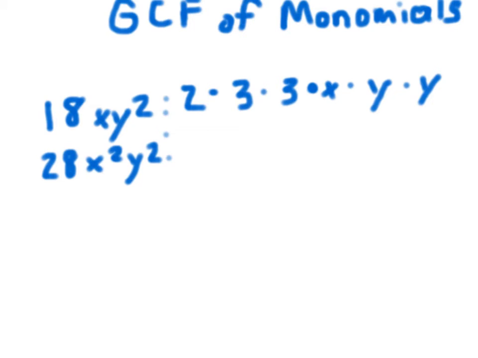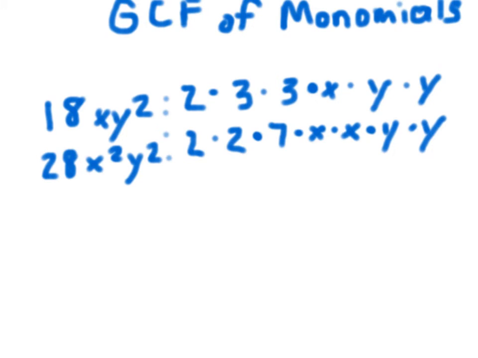Well, let's do the same thing with 28. Let's say 4 times 7. So let's factor that out. I can break 4 down into 2 times 2 times 7. That equals 28. And then it's x squared. That shows me I'll need 2 x's because the exponent is a 2. And then I also have y squared, so times y times y.